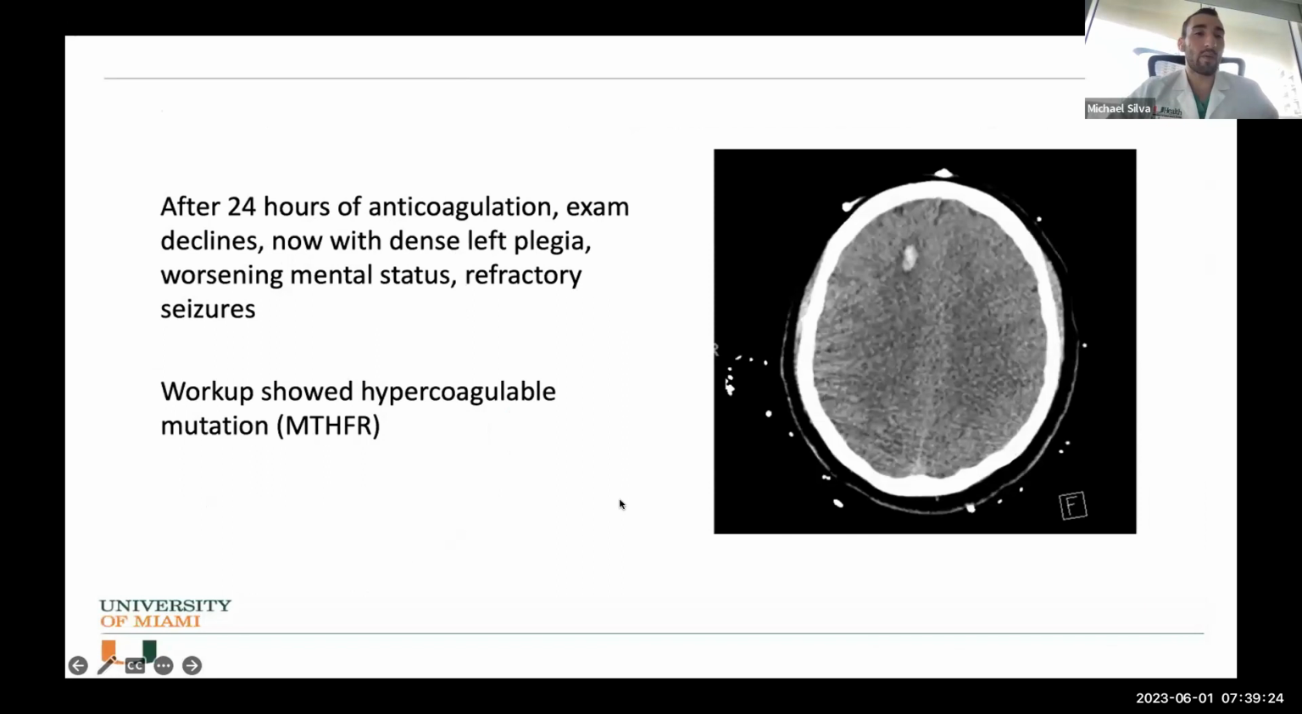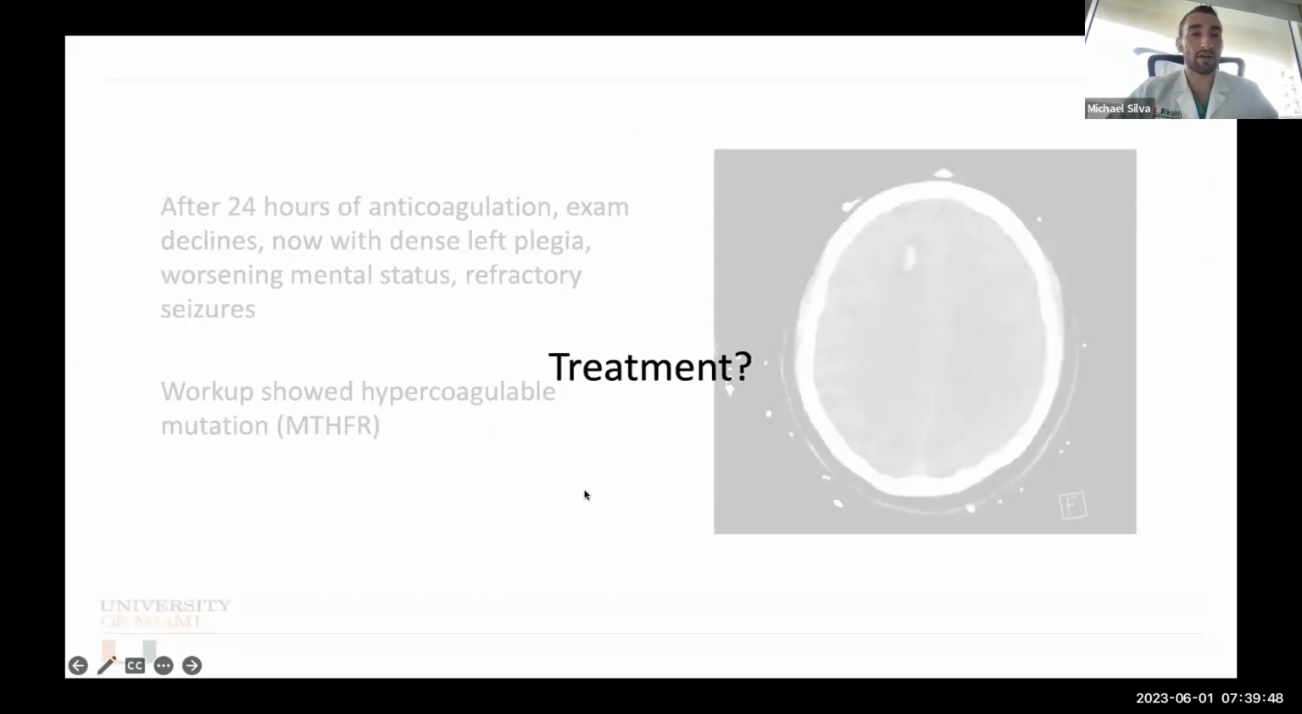So this patient started on anticoagulation, 24 hours later, getting worse. And it's not related to hemorrhage, getting worse. Venous hypertension, the venous congestion is progressing, now has dense left-sided plegia, worsening mental status and seizures. And the workup actually showed that she has a hypercoagulable mutation. So at this point, they call neuro-IR, and the treatment in this case with failed anticoagulation, a failed good course of anticoagulation with a worsening exam.